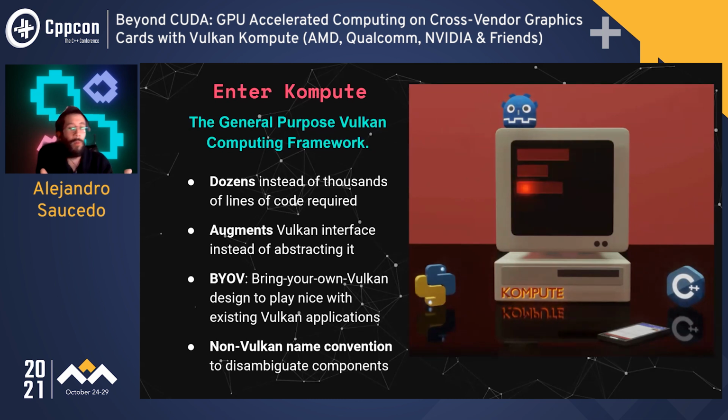And with that, what we refer to as BYOV, bring your own Vulkan, is designed to play nicely with existing Vulkan applications, together with non-Vulkan naming conventions. We saw that people were calling buffers in their frameworks, and then there was a Vulkan buffer, so when am I dealing with which? So we're just making sure that we have non-intersecting terminology.